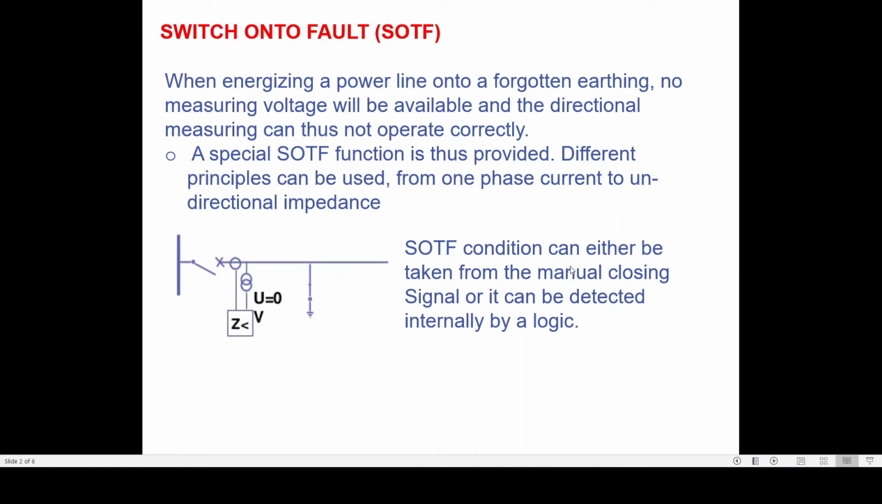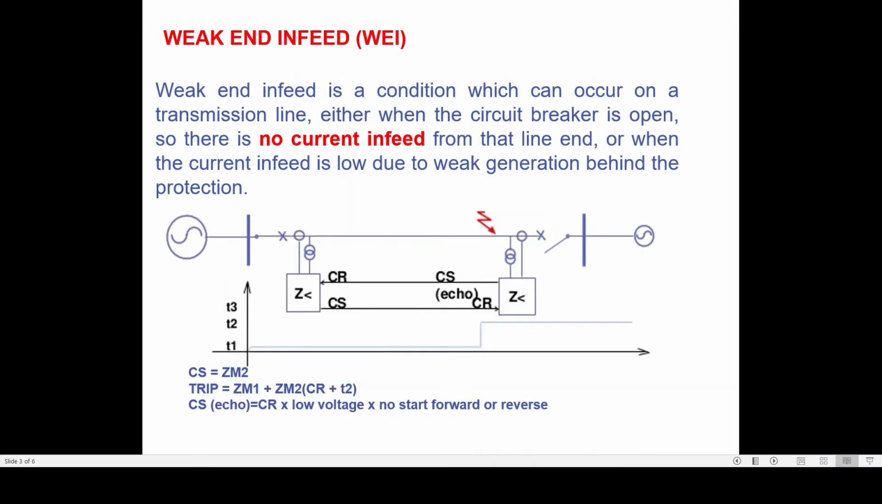So SOTF condition can either be taken from manual closing signal or it can be detected internally by a logic. Now the second ancillary function is weak end-infeed. Weak end is a condition which occurs on a transmission line when your circuit breaker is open, and when the circuit breaker is open, definitely in that case there cannot be a current infeed from that line or from that end where the circuit breaker is open.